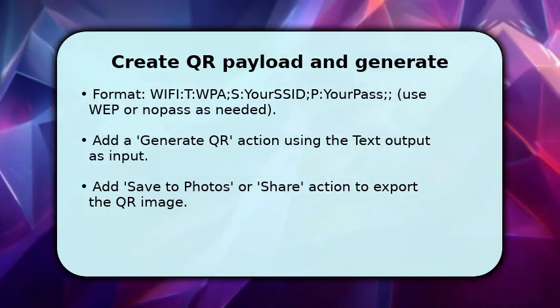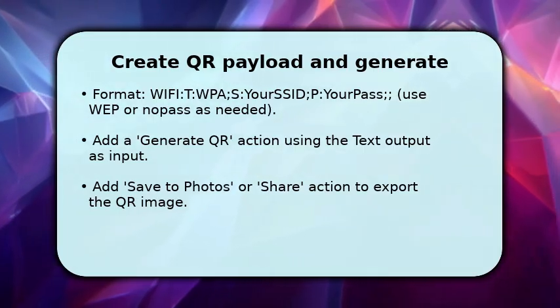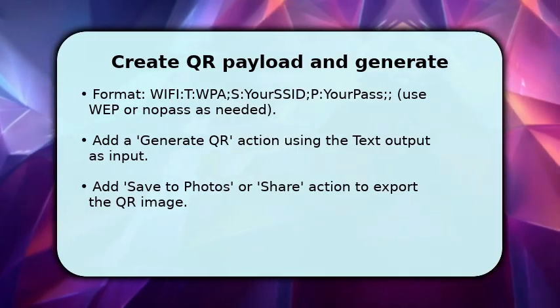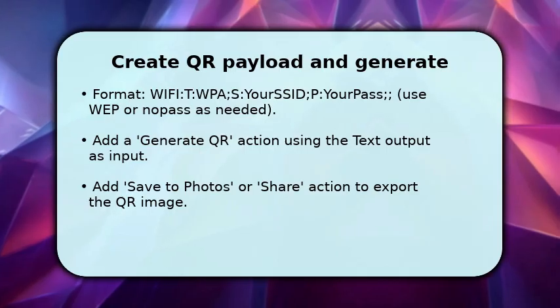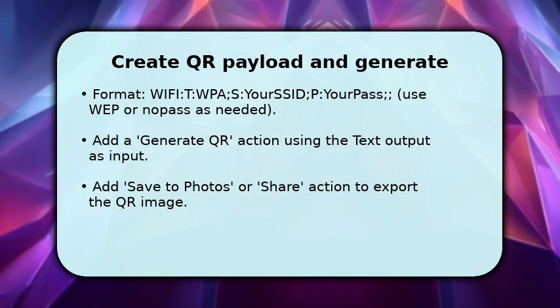Then add a generate QR action and feed it the text action output. This converts the payload into an image the camera app can interpret. After that, append a save to photos action or a share sheet so you can show, print, or send the QR. Test by running the shortcut to confirm the QR appears correctly.